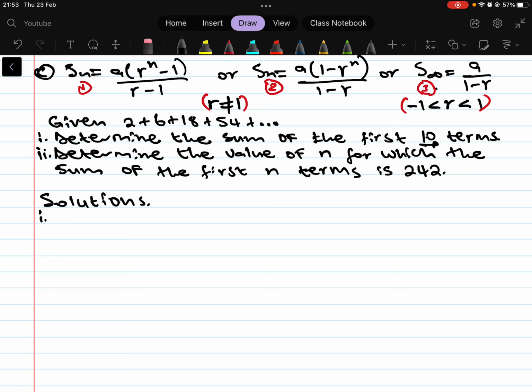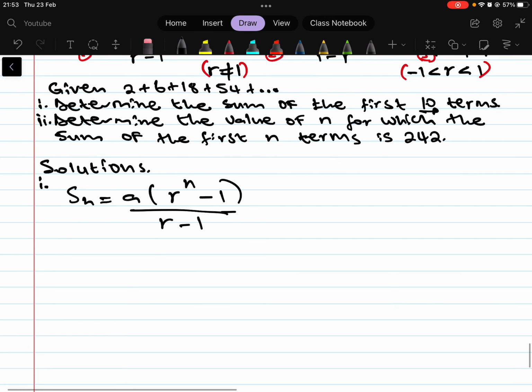First question. Determine the sum of the first 10 terms. Because they are telling us how many terms, we have to pick either equation 1 or equation 2. If it was to infinity, we would use equation number 3. So in this example, I will pick equation 1. Okay, Sn equals a(r^n - 1) all divided by r - 1.